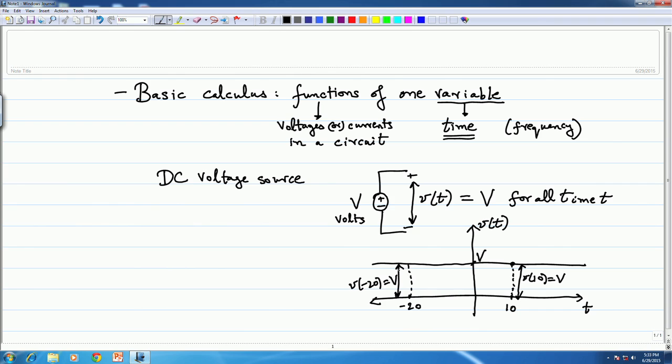Okay. So, that is this constant function. Constant functions are the simplest functions, and like you saw here, across a DC voltage source, the voltage is a constant function. So, this is an example of a constant function.